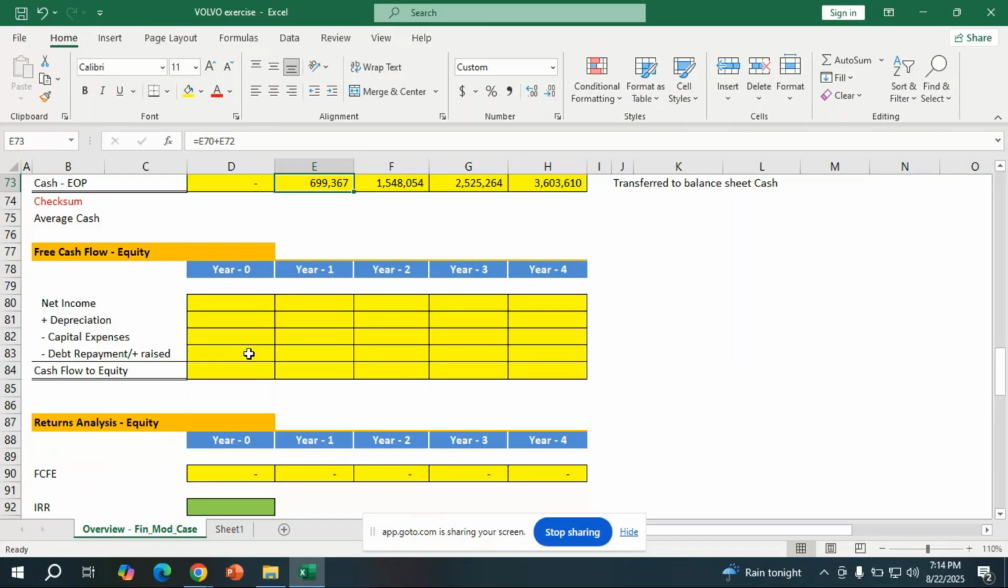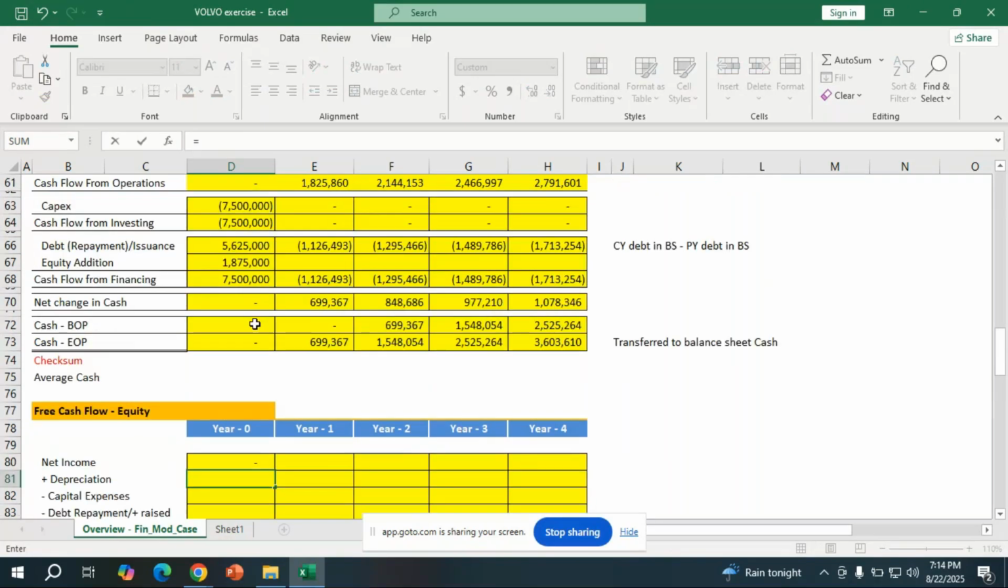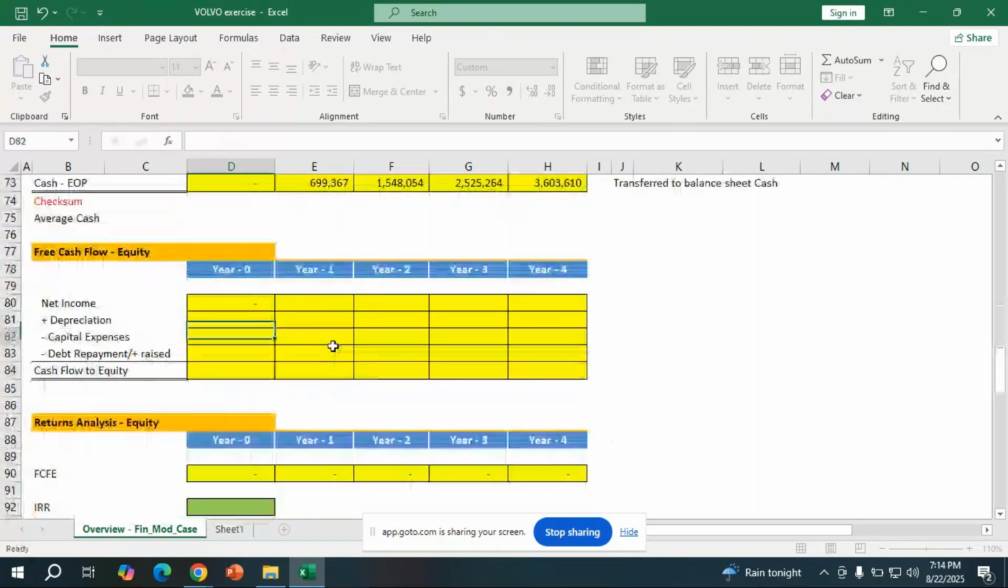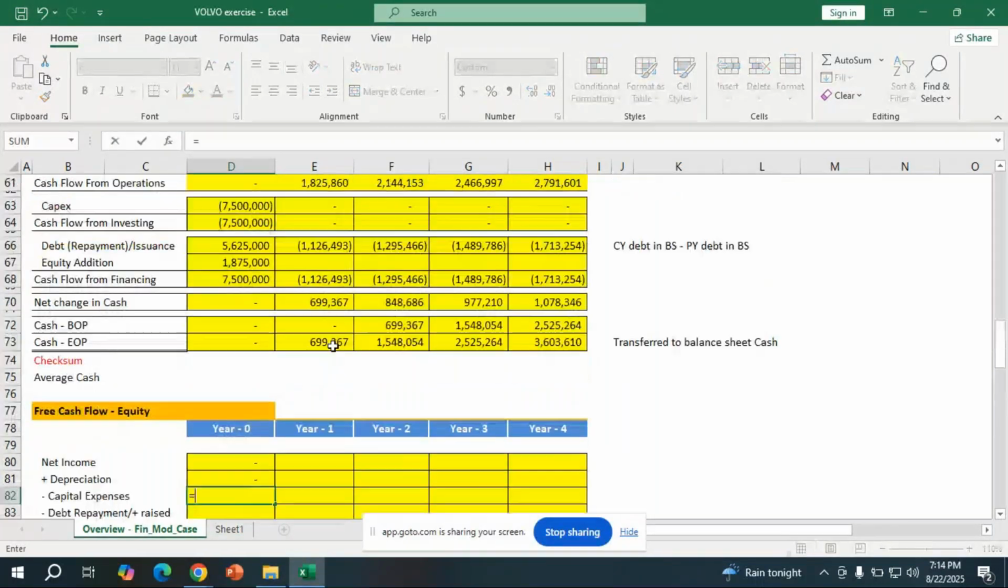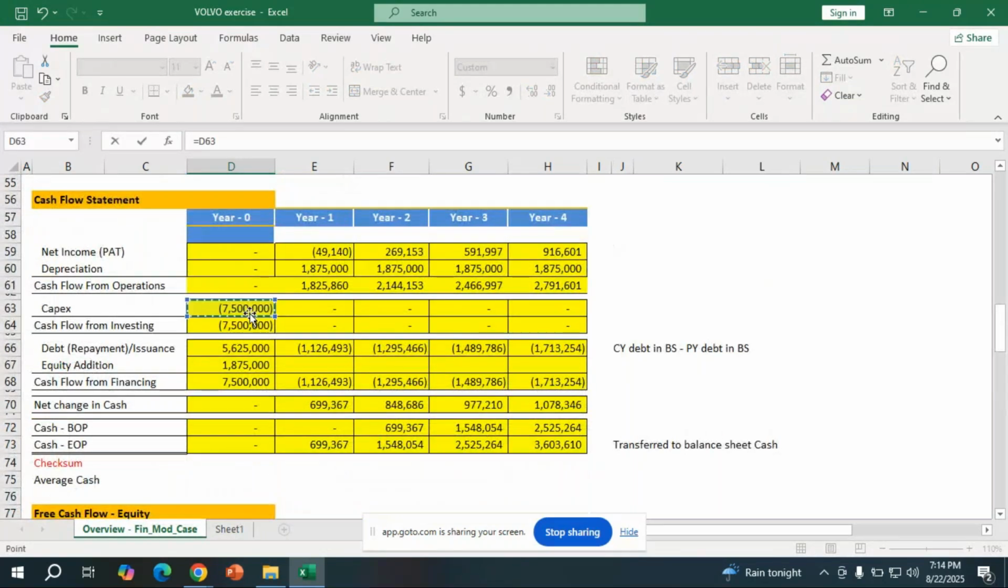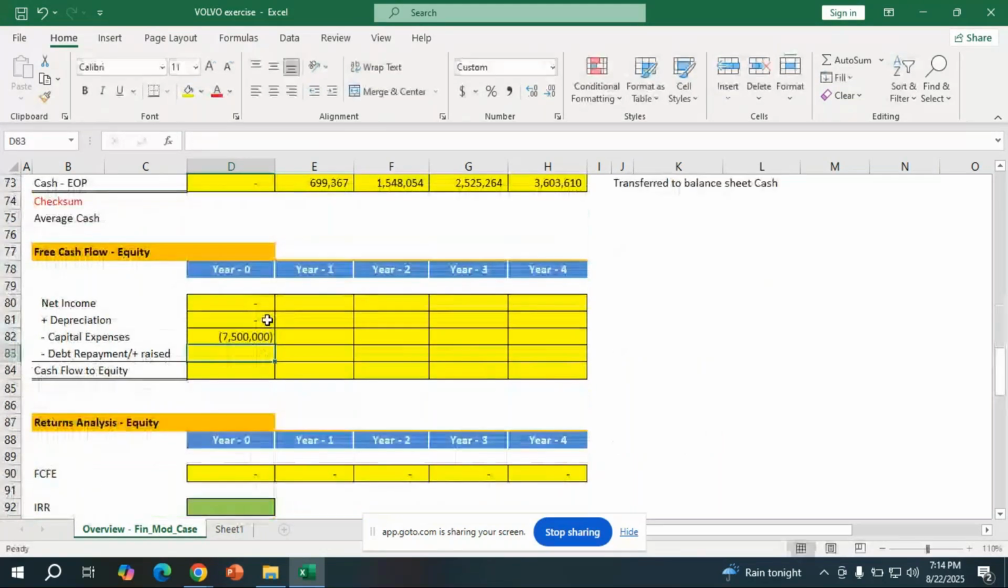Okay, now your net income in the year zero, you know it is nothing. So put it as zero. Same thing goes with your depreciation. Now for depreciation, it's nothing. See, it is zero itself. So you can take the cell reference, you can directly quote it as zero. And what is the capital expenditure? We have put it up in year one. Your capex is here, which is 75 lakhs.